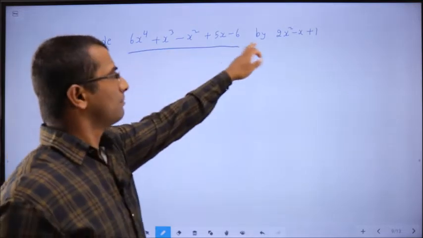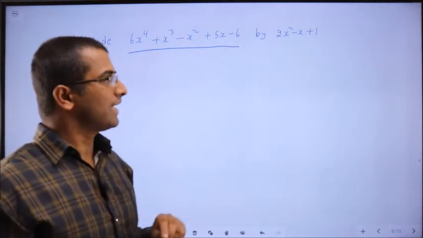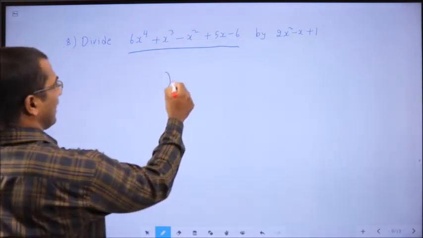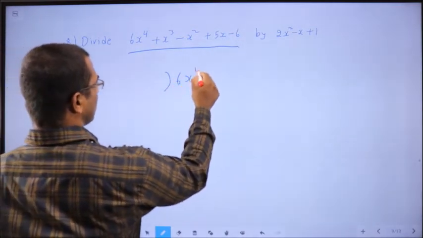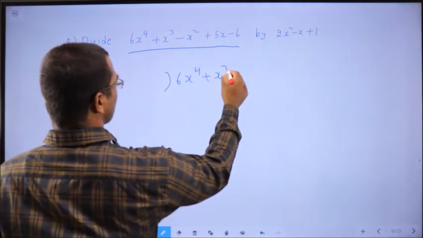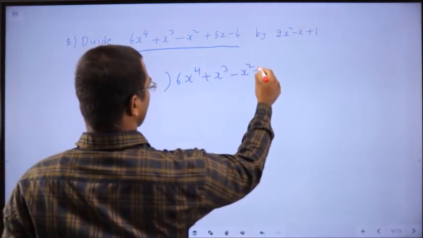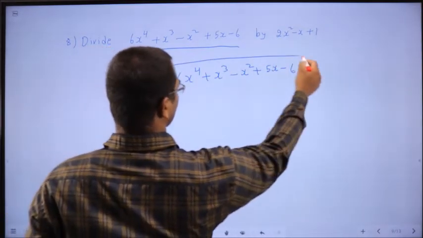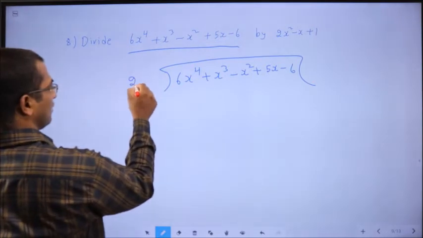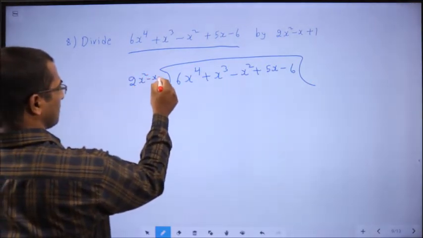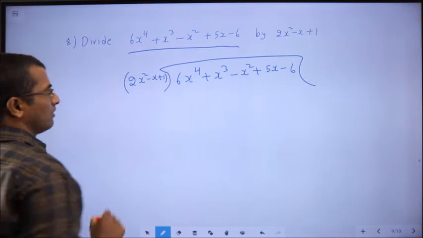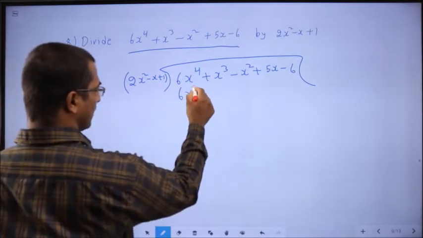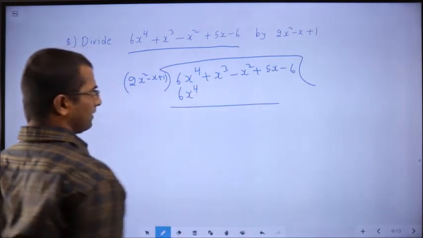Divide by 2x square minus x plus 1. So first write it in proper form, and that is 6x power 4 plus x cube minus x square plus 5x minus 6 divided by 2x square minus x plus 1. Okay. Here 6x power 4, below this also I should get 6x power 4 only.